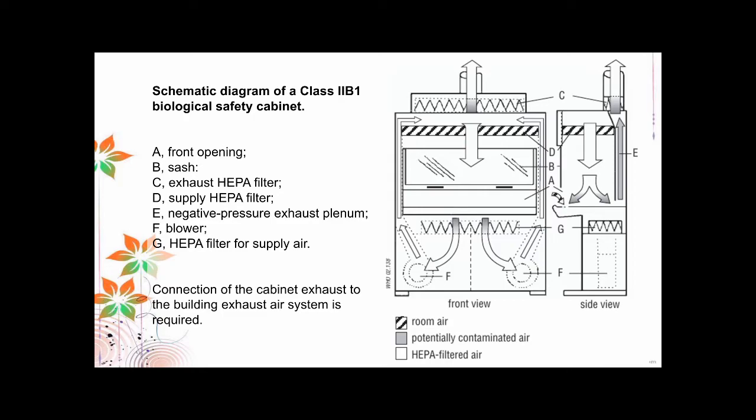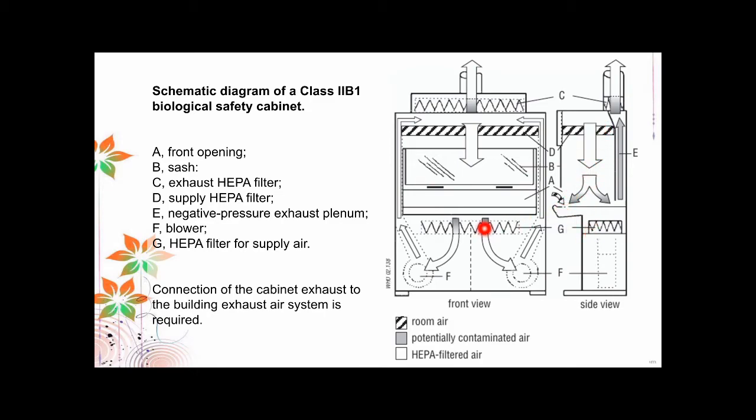And then we have the class 2B1 biosafety cabinet. Similar to a class 2A1, you have a sash. You have your front opening, and the sash can be lowered or raised. So you have here the airflow. You have a HEPA filter here. Again, the ambient air doesn't enter the work area because of an air curtain from the top.